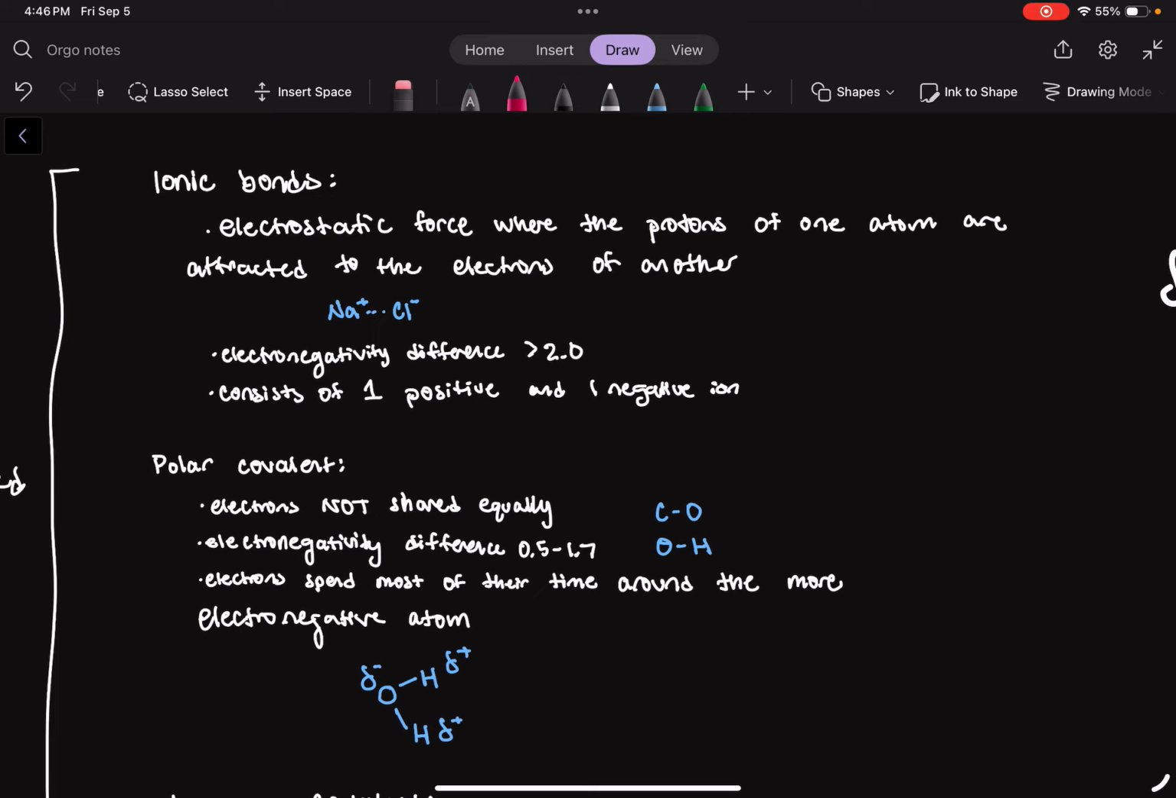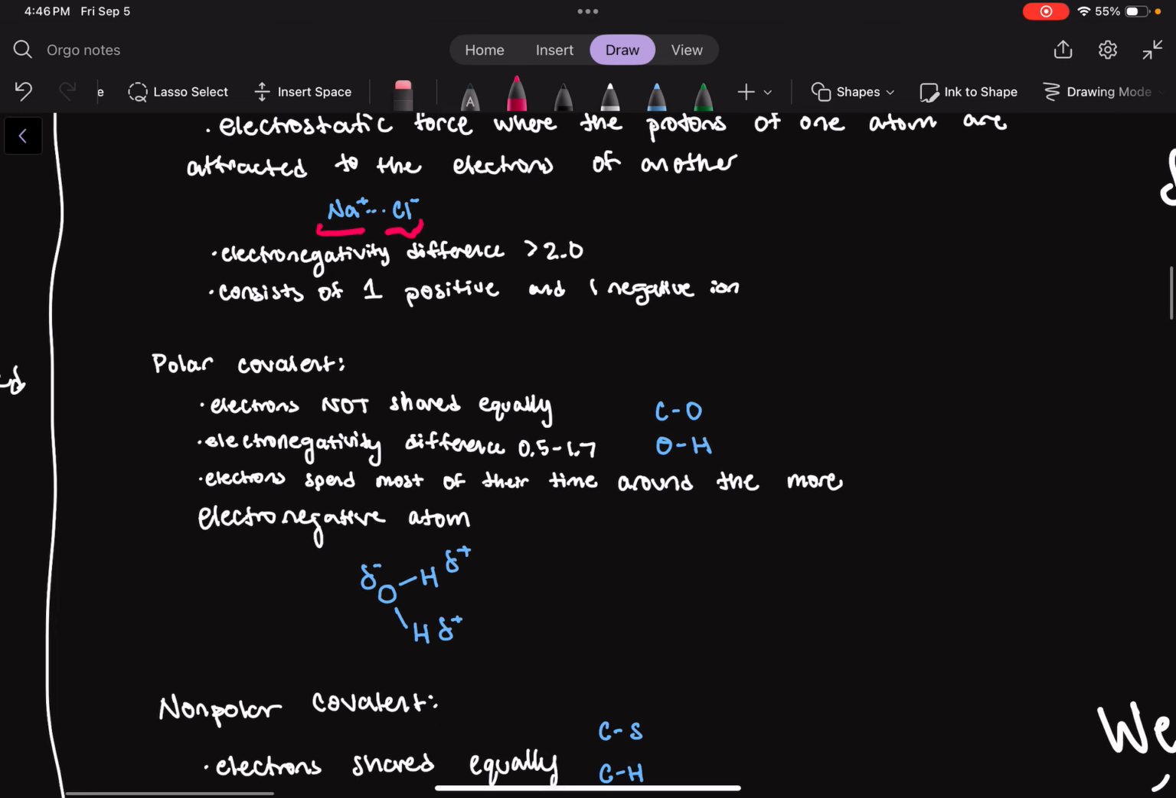So we get into that sodium chloride bonds where we see one positive and one negative ion, like you can see here, where sodium is positive and chlorine is negative. So that really means that there's a full separation of charges there, where one atom is completely taking all of the electrons. Next, we get into polar covalent, and this is where electrons are not shared equally as well as ionic bonds, but there is a little bit more of that sharing going on. That's why they're called covalent.